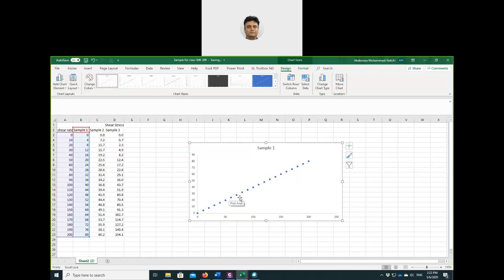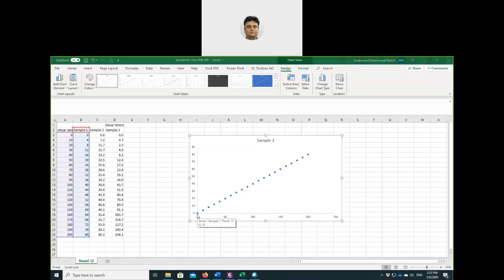Can somebody guess? Sample 1 is which pattern? You can open your microphone and let me know. Which pattern is this one? Bingham. No, it starts from 0. Bingham has some shear stress here. Yeah, it's Newtonian. You can see here.